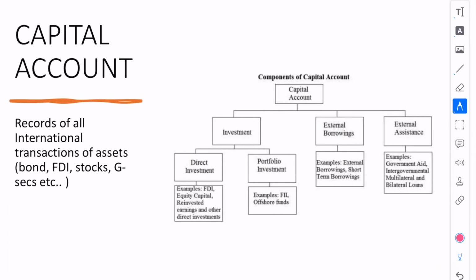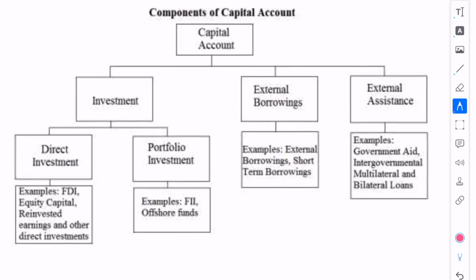Moving on to capital account. Records of all international transactions of assets, bond, FDI, stocks, GSECs, government securities, etc. This is how your capital account looks like.